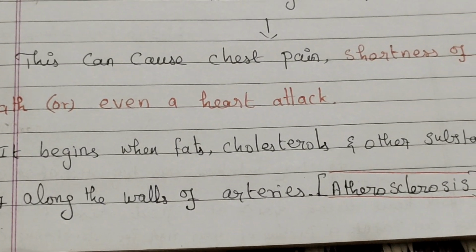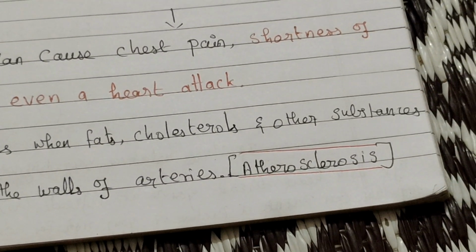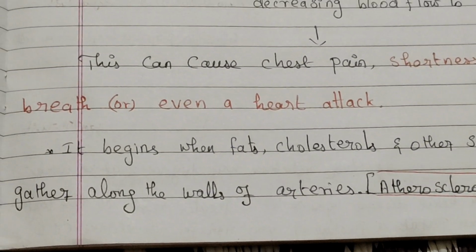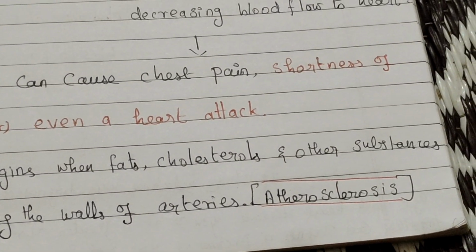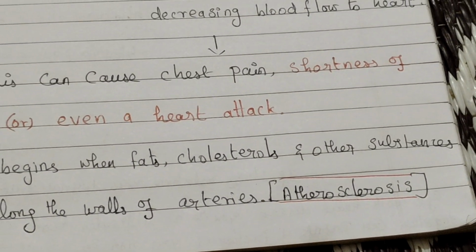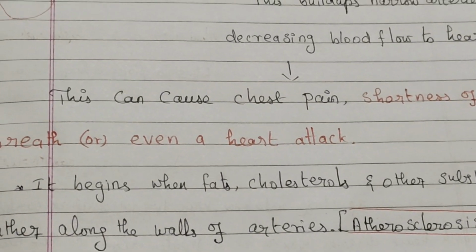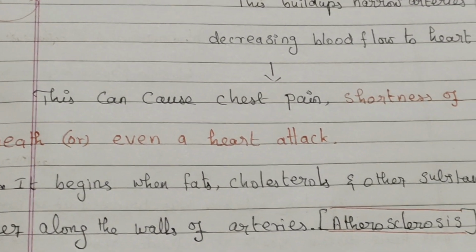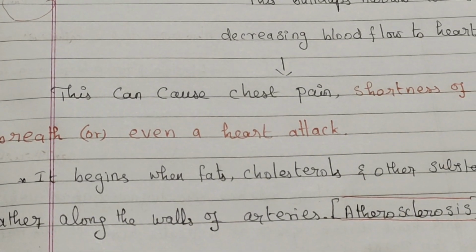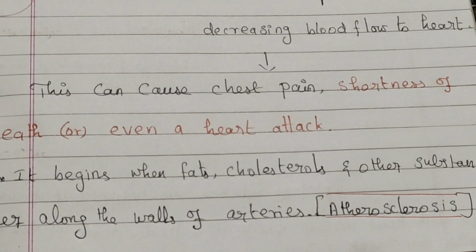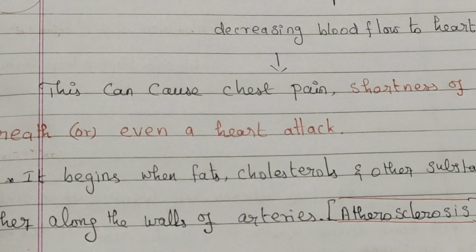It begins when fat, cholesterol or other substances gather along the walls of the arteries. This process is called atherosclerosis.